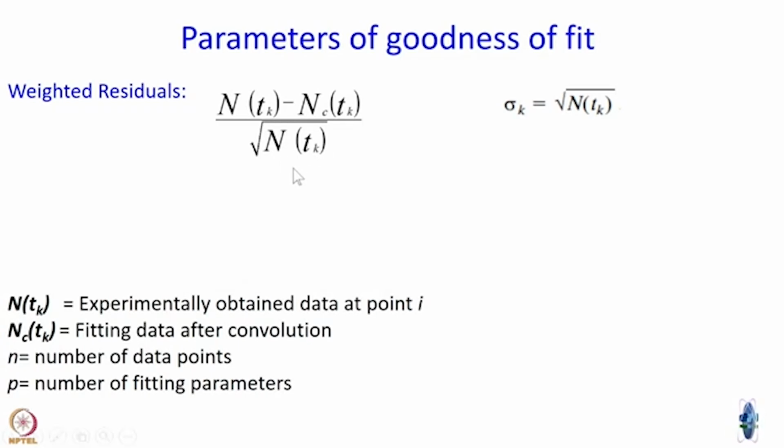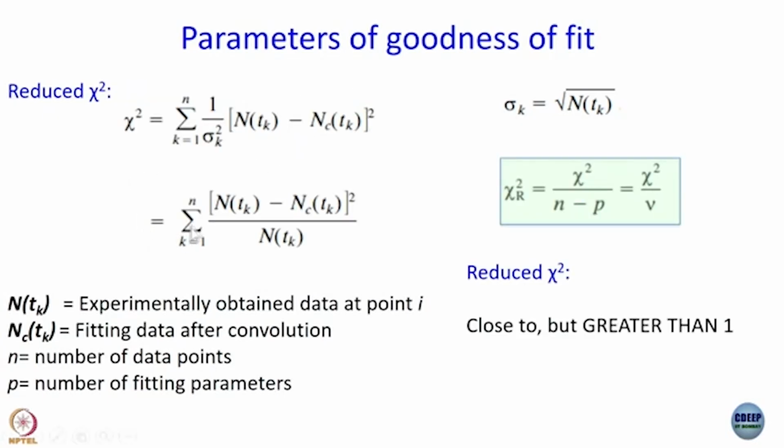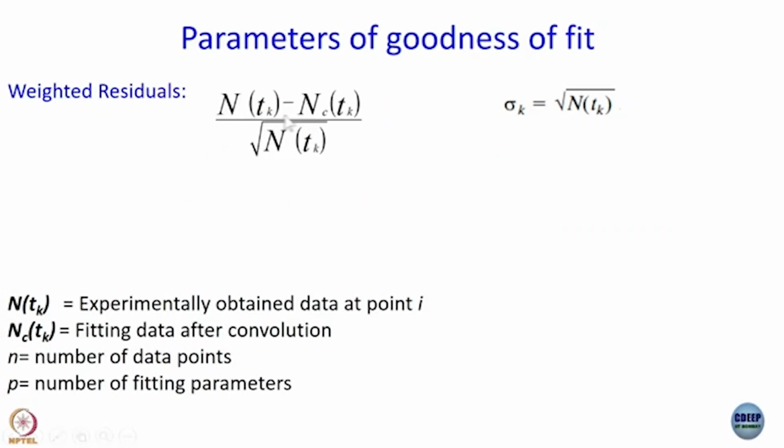Does this have any relationship with chi square? I will show you the expression for chi square once again. Sum over n(tk) minus nc(tk) whole square by n(tk). So, you can think n(tk) minus nc(tk) divided by square root of n(tk), everything squared. And now see what we have there, we have n at tk minus nc at tk divided by square root of n(tk). Understand what is going on here?